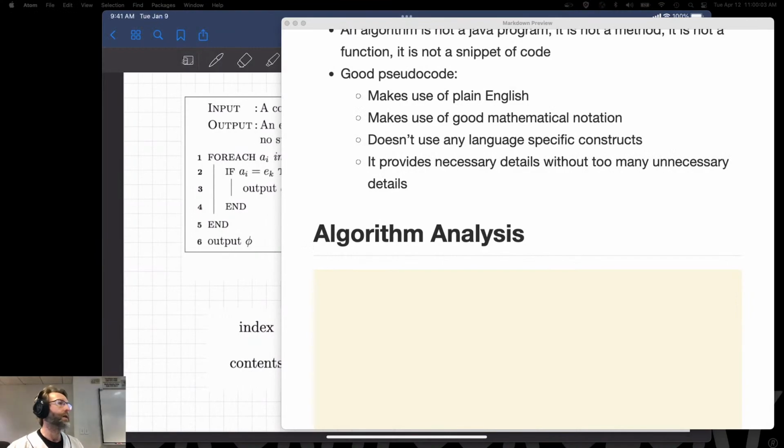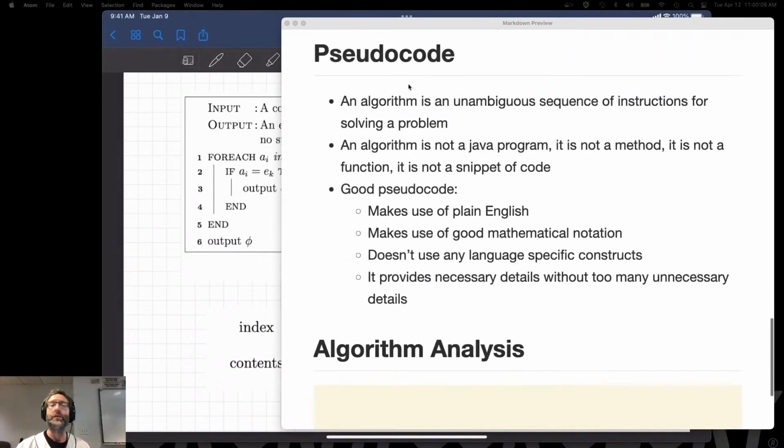All right, so today we're going to continue on algorithms and algorithm analysis. We left off last time describing what good pseudocode is: that it makes use of plain old English and makes good use of mathematical notation. I'll try to keep it as light as possible on mathematical notation, understanding that if you haven't had, say, 235 discrete math yet, you may not have all that notation. But it doesn't use any language-specific constructs.